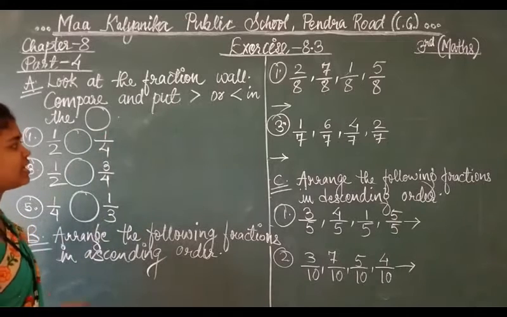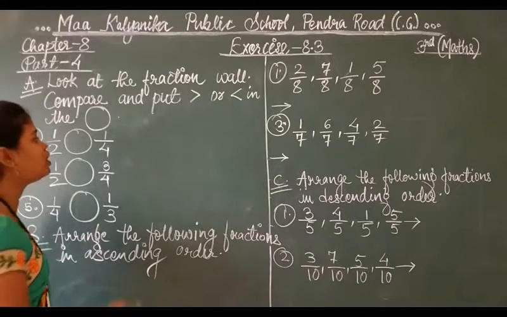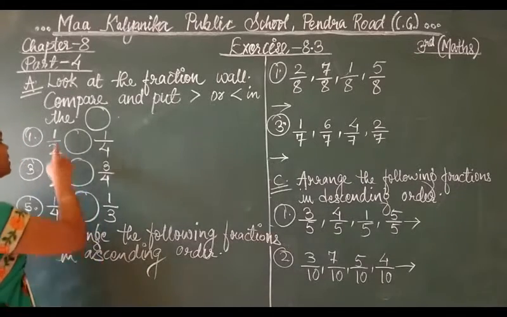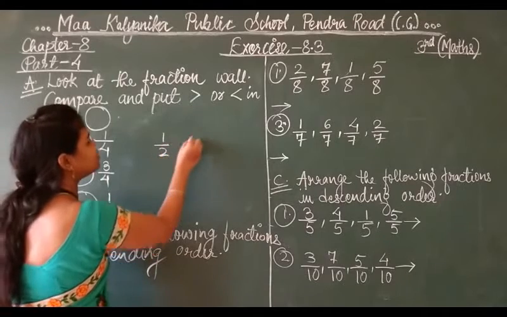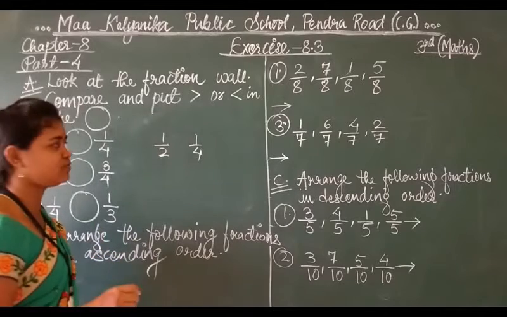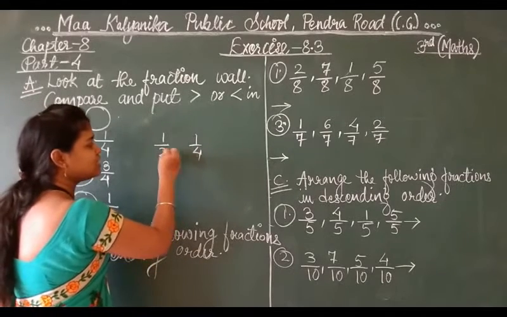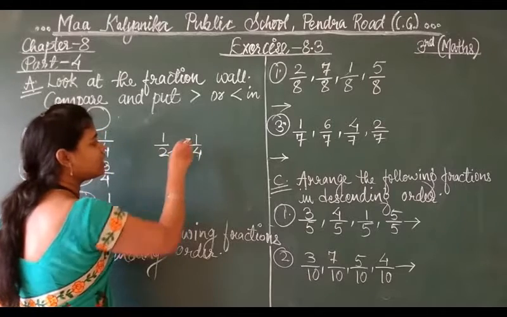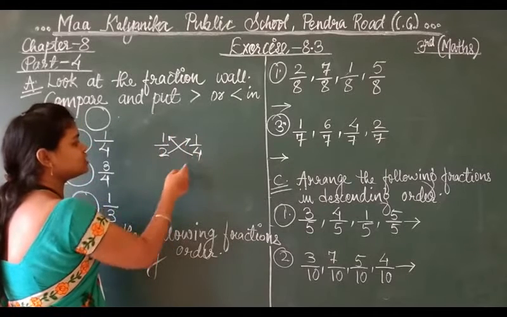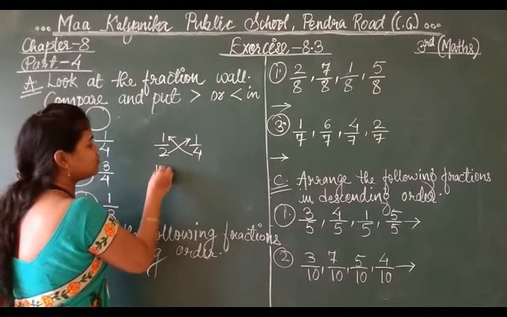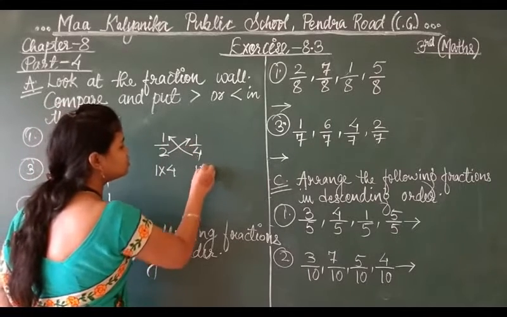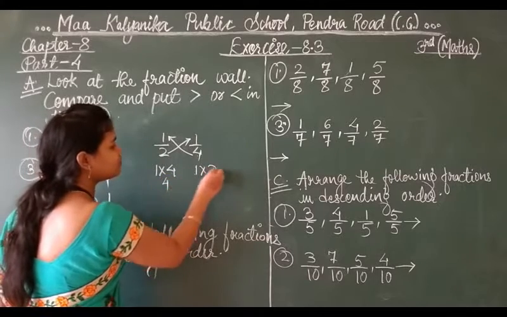One another option is there: either you can watch that fraction wall or you can compare it by cross multiplication. What is cross multiplication? Like, students, 1 by 2 and 1 by 4 is there. You want to compare which one is greater, which one is smaller. Simply, the denominator will be multiplied with the opposite numerator. So 1 into 4 will be this side, and this side 1 into 2. So 4 ones are 4, 1 twos are 2.